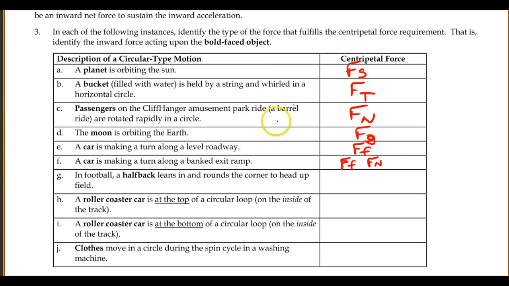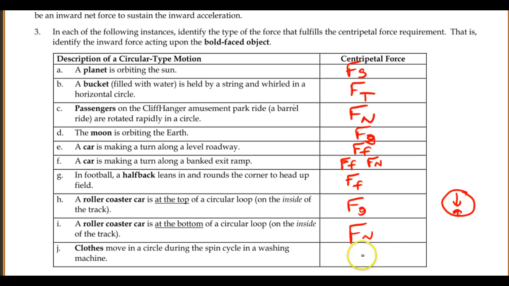G, in football, a halfback leans in and rounds the corner to head up field. Again, that's pretty much going to be the force of friction between their cleats and the ground that they're going to use to push off and make that change of direction. Roller coaster at the top of the loop. Now, if you're at the top of the loop, think about this, you're up here. The thing pulling you down is, at that point, pretty much going to be gravity. Now, if it's at the bottom of the loop, then the track has to push up on it, so that's going to be a normal force.